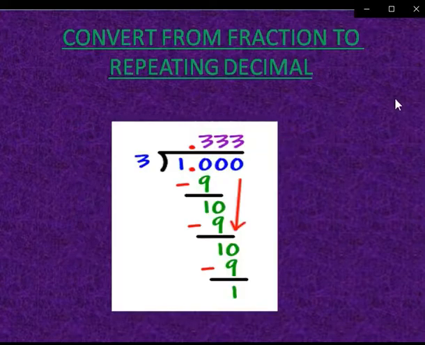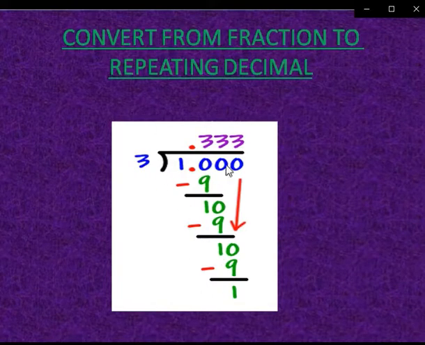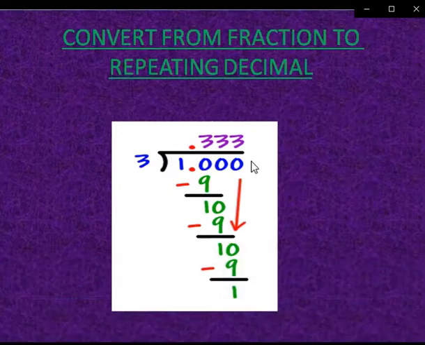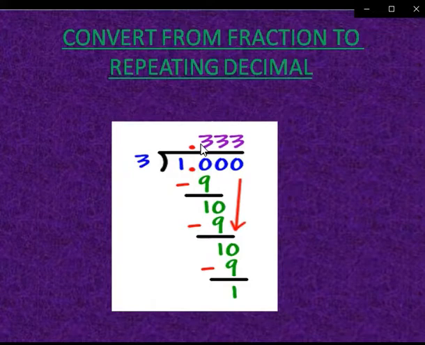Now, if I want to convert from a fraction to a repeating decimal, again we have 1 over 3. If I apply long division, I will have a result with a repeating decimal. We have a repeated part which is 3. So the repeated part in the repeating decimal is 3. This is the result of dividing 1 over 3.